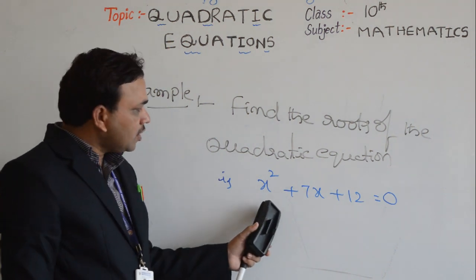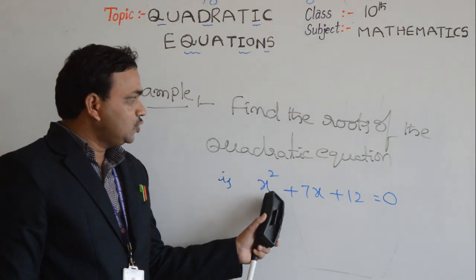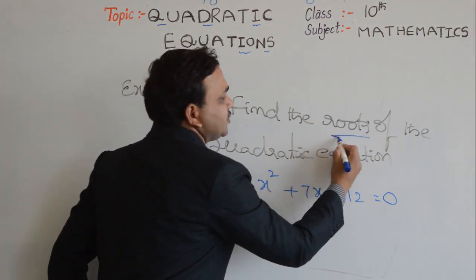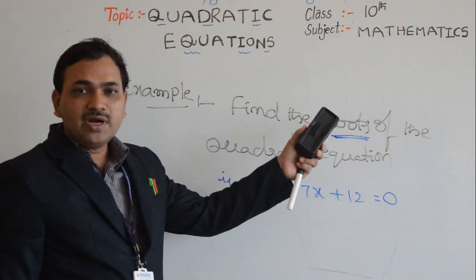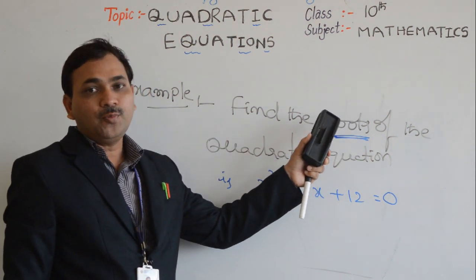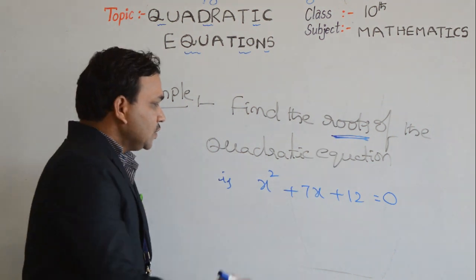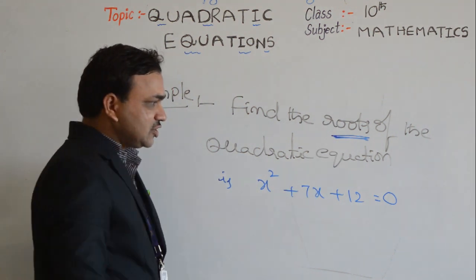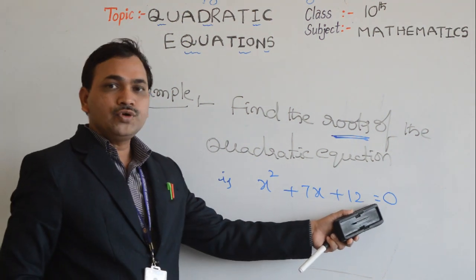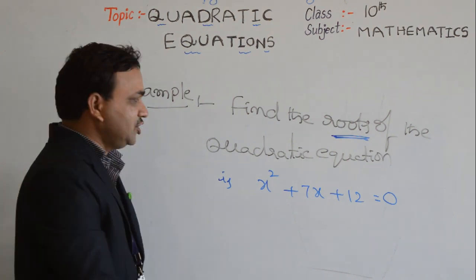So this is also a quadratic equation form only. But how to find out the roots? Roots means it is nothing but the number of zeros. The number of zeros of the polynomial is also the same, both are equal. So x square plus 7x plus 12 is equal to 0. So how to find out the roots in the given quadratic equation?